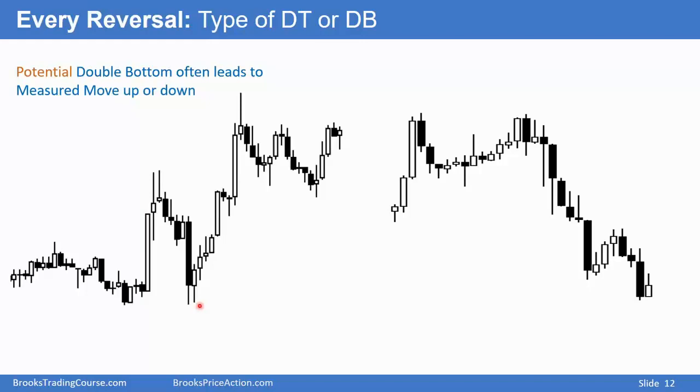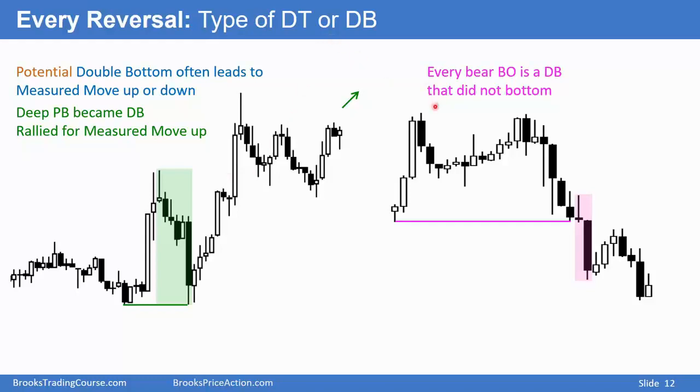Double bottom. We have a very deep pullback from this rally, but it held above this low. The bulls see that as bullish. They see this as simply a pullback from this very strong bull breakout, and now we have a double bottom. And they'll buy on the reversal up and look for a measured move up above this neckline.